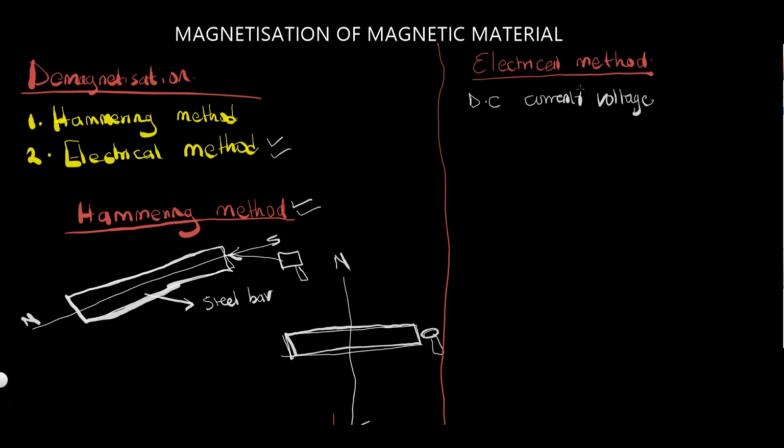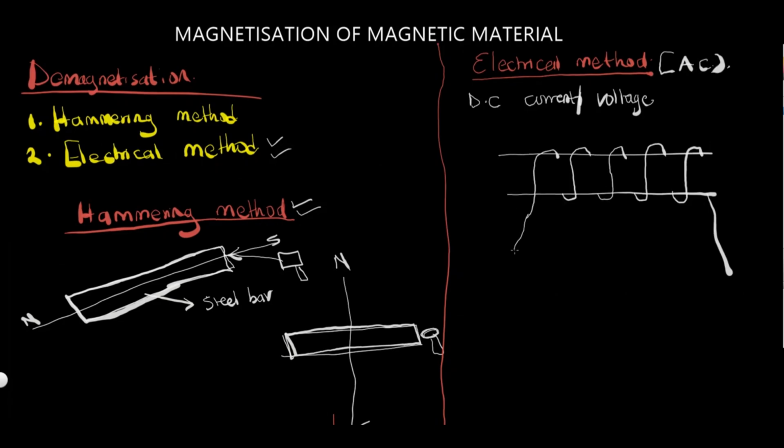So it's a direct current. Let's say you can use dry cell batteries to magnetize this material. But for demagnetization, here we will use an alternating current. So for instance, we can have a solenoid like this. You need to power up this solenoid with an alternating voltage or alternating current, the same thing.